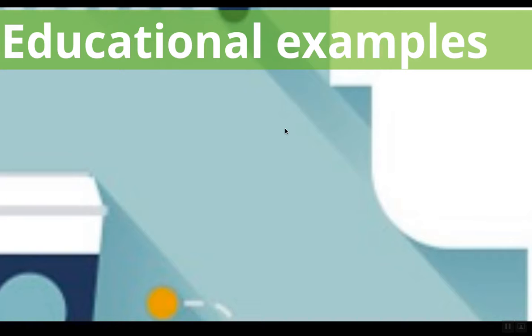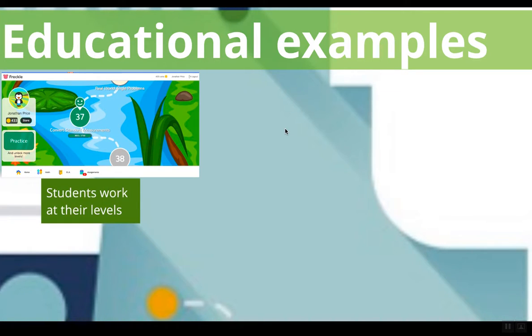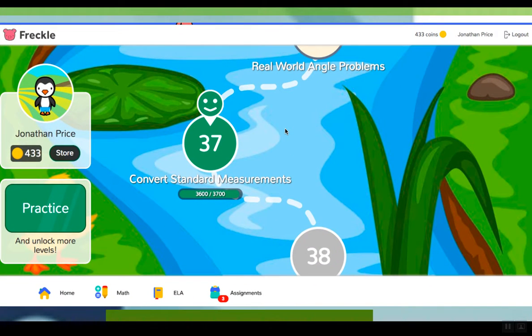And some educational examples of how I use Freckle day to day. So students work at their level. If we zoom in here, you can see that this is the dashboard where the students can practice specific skills. So this is the measurement and data standard that the students can work towards. And as you can see, you have your own avatar. They collect points for getting questions right. They're given multiple chances to get those questions right.